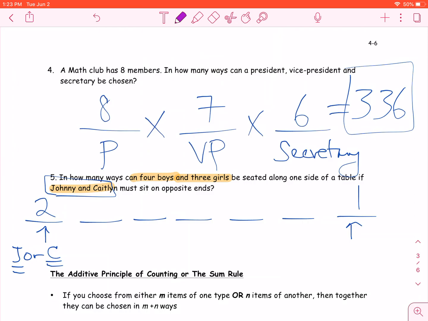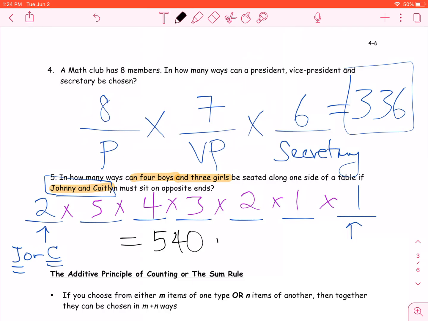Now we're going to consider the people in between. I just took away 2 spots, the first spot and the last spot. So if we had 7 spots and we've taken up 2, we have 5 left. Then by the next spot we have 4 left, times 3, times 2, times 1. Then we just multiply, and we get 540 ways to be seated.